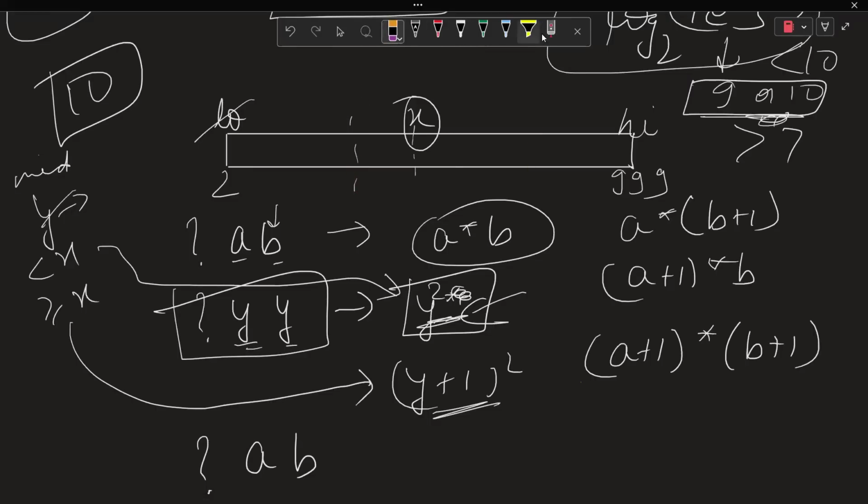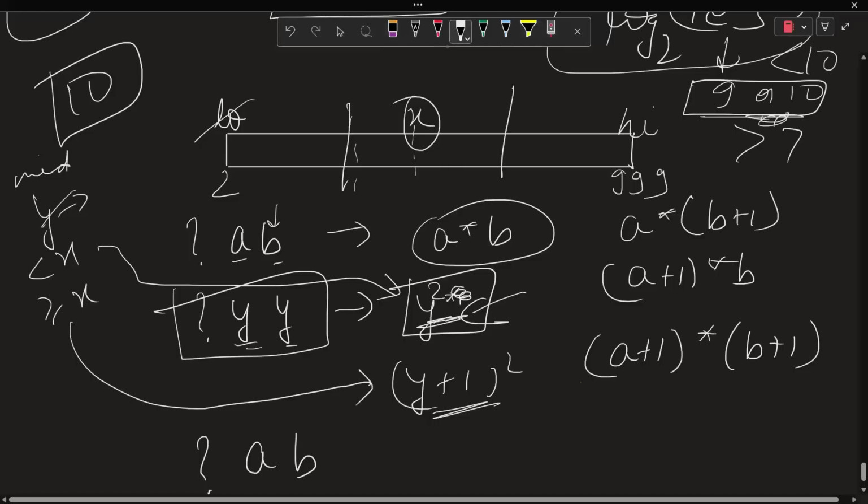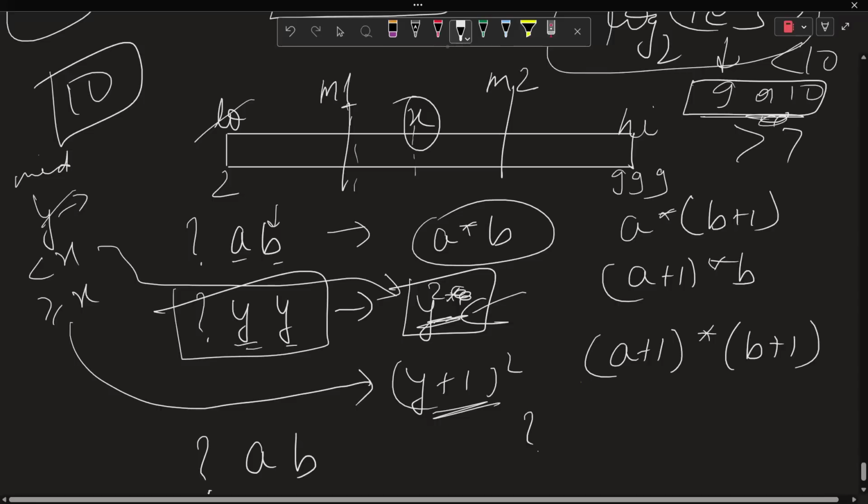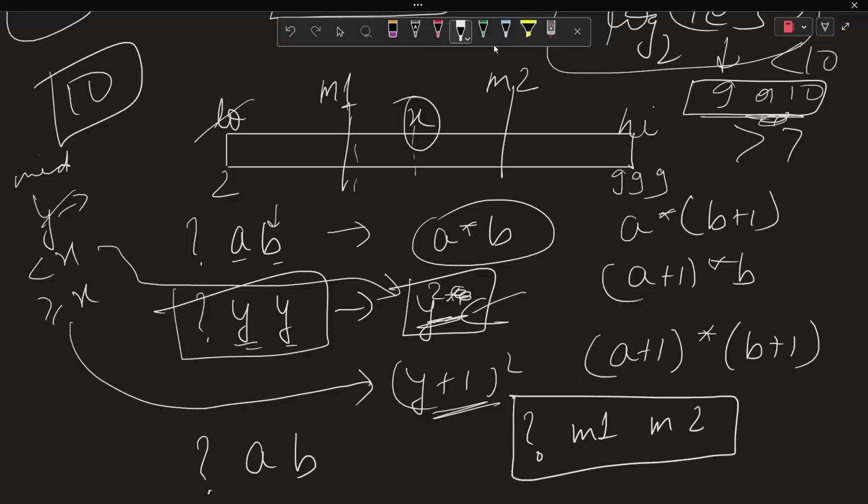So what we would do, we would divide this range into three parts. This M1 is the 1/3 part of the range, M2 is the 2/3 part of the range. And we would make a query question mark M1, M2. Now, what would happen by making this query? If we are making this query, what cases can we have?